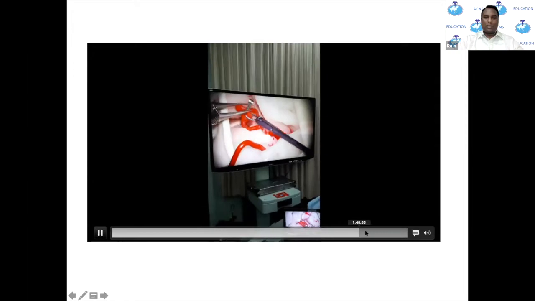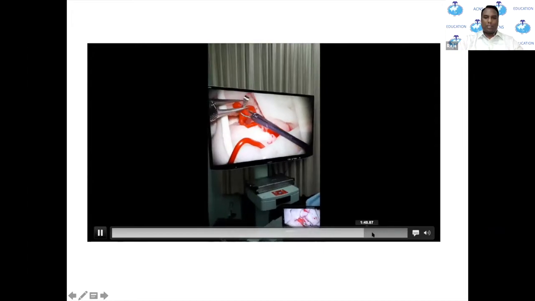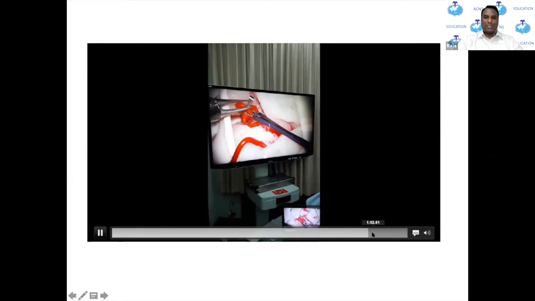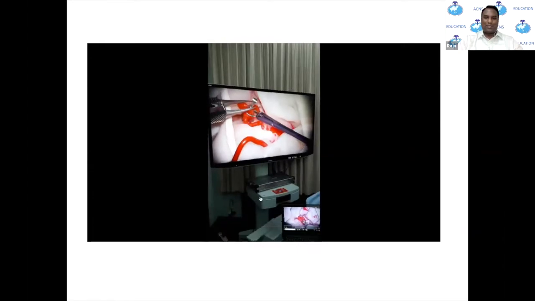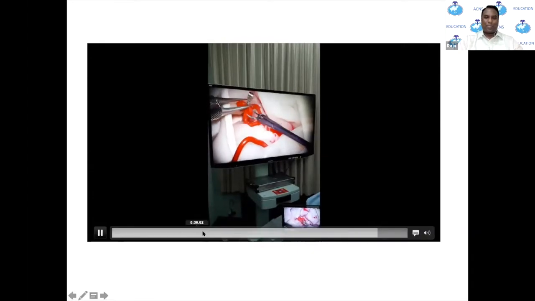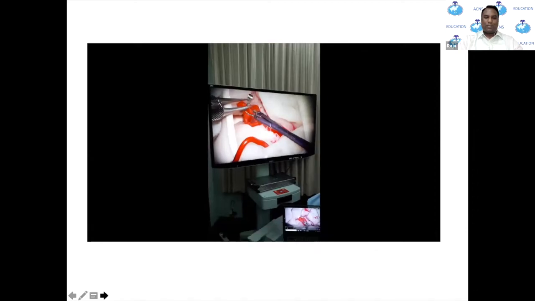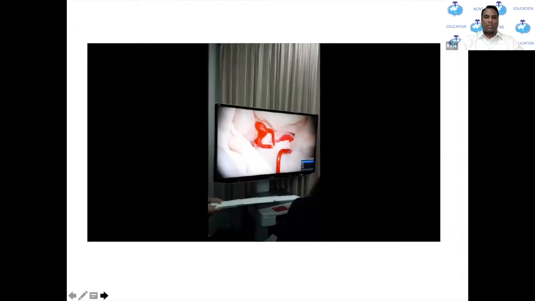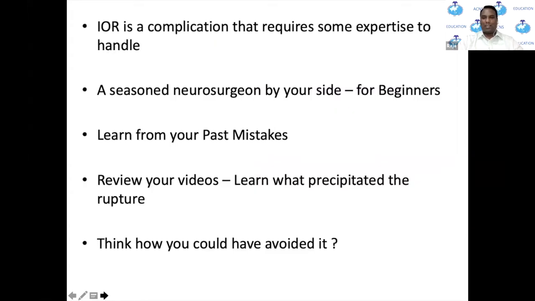Now this is another method of clipping, which is suggested by Professor Kato herself. Finally, this clip. So these workshops are a great place to learn. I have learned a lot from these workshops.